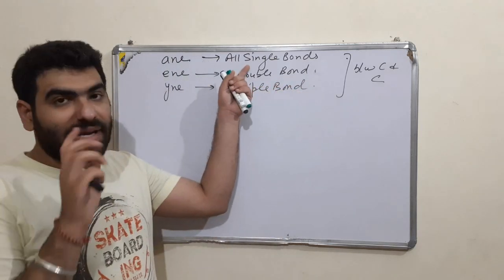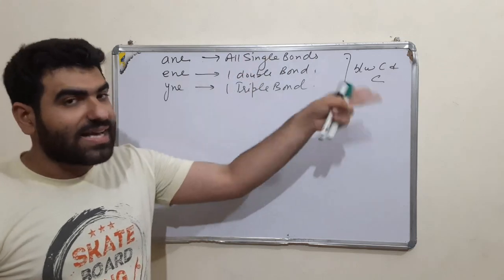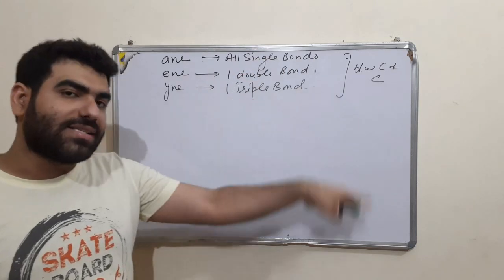All single bonds, no double, no triple. Here one double, all the rest single; here one triple, all the rest single.